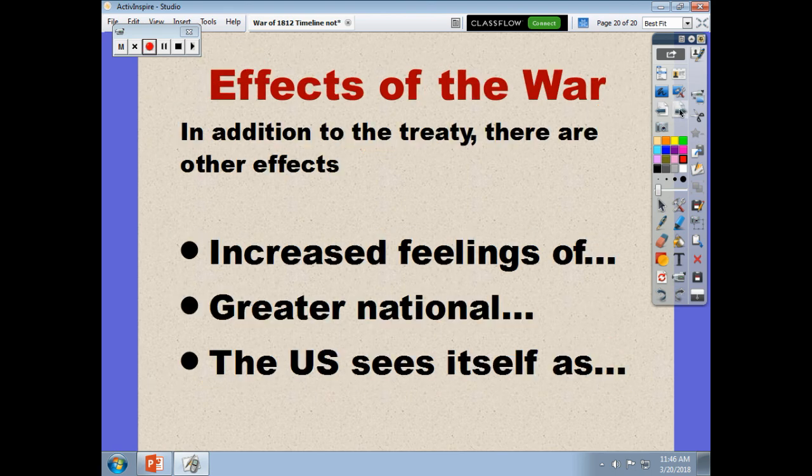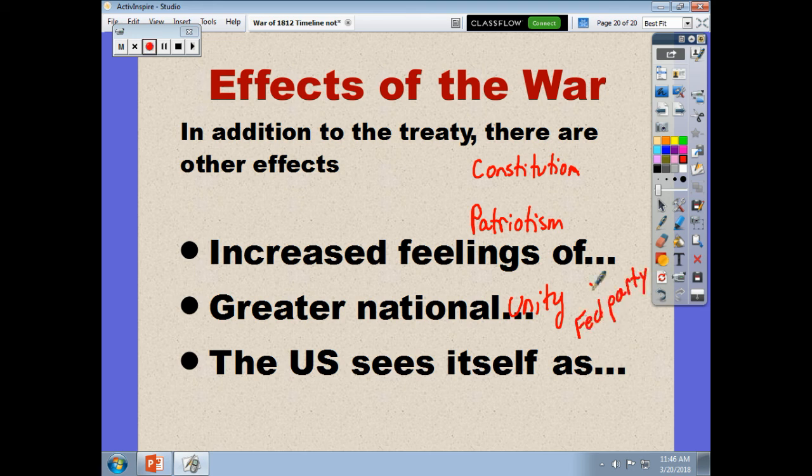Now, as a result, the effects of the war are pretty simple. There's an increased feeling of patriotism. There is this firm belief in our country, a firm belief not only in our country, but in our Constitution, and our Constitution's ability to guide us and direct us even in times of crisis. And then on top of that, there's greater national unity. We found out that one of the groups of people that really opposed the war at the beginning were the Federalists. The Federalist Party is going to become non-existent at the end of the war.